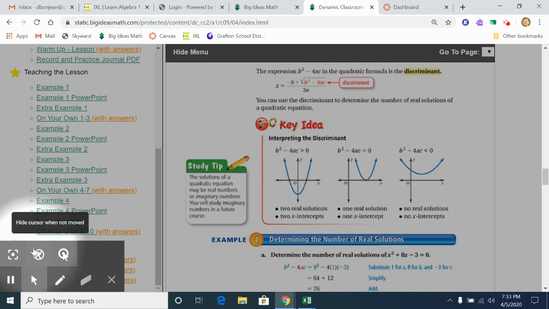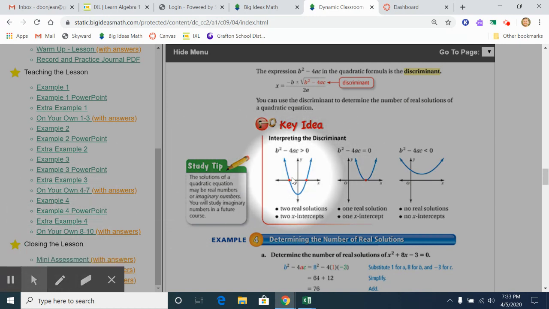But as of right now, let's keep the highlighter here and take a look at what we're talking about. Interpreting the discriminant: if b squared minus 4ac, the math underneath the square root symbol, comes out to be a positive number, a number greater than 0, that tells us this equation is going to have two solutions. It should have two x-intercepts, because when we're finding solutions, we're finding the x-intercepts of the graph.